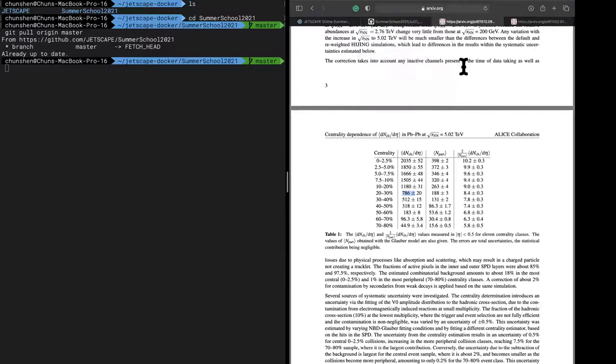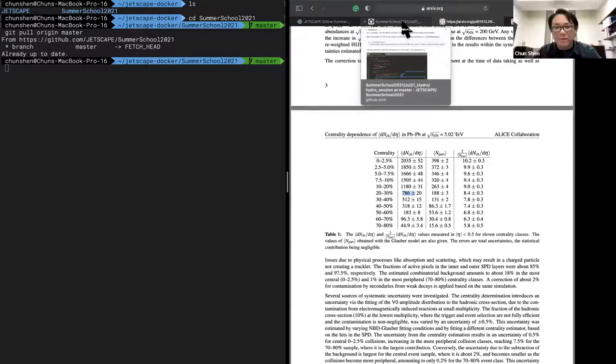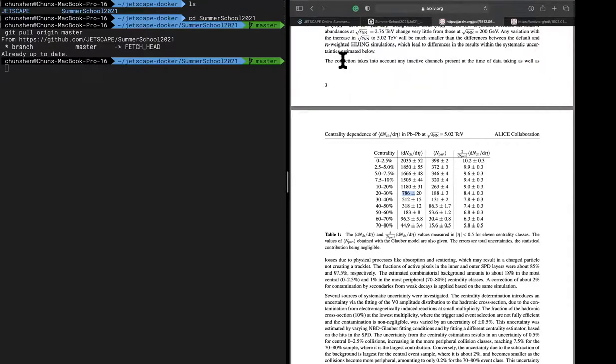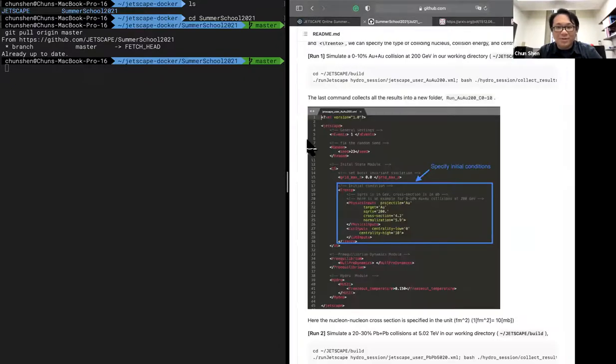Only one person commented on Slack, saying that lead-lead 20 to 30% should be hotter, because it has the same entropy deposited in a smaller transverse area. That's a very good intuition. If you think about the lead, it has an elliptic shape, so the transverse area covered in these semi-peripheral collisions is smaller than in central gold-gold collisions. If you pack the same amount of entropy inside a smaller area, you get a higher entropy density, and then a higher temperature at the initial time. So that's a very good answer, and we want to verify this intuition through simulation with the JETSCAPE framework.